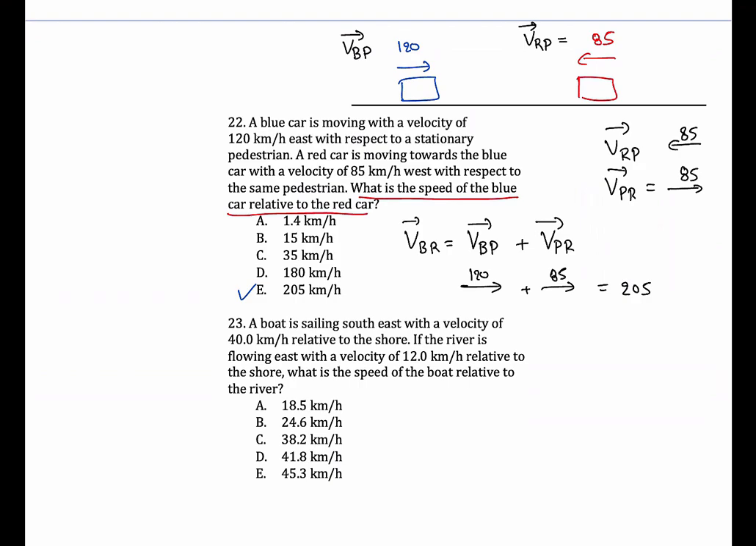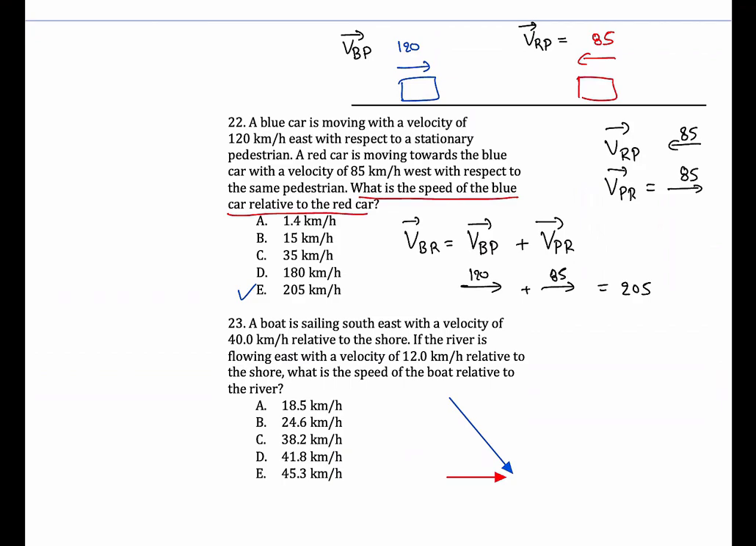We can continue to the second question, which is about a boat that is sailing southeast with a velocity of 40. So southeast is somehow like this. This is the velocity of the boat relative to the shore. Now the river is flowing east with a velocity of 12, and from this we need to find the velocity of the boat relative to the river.